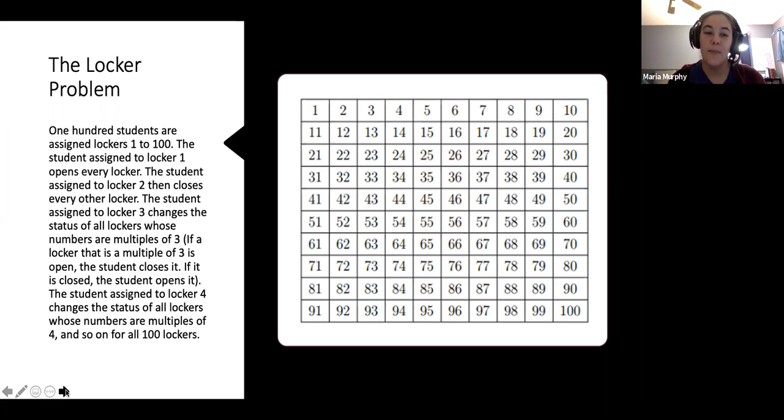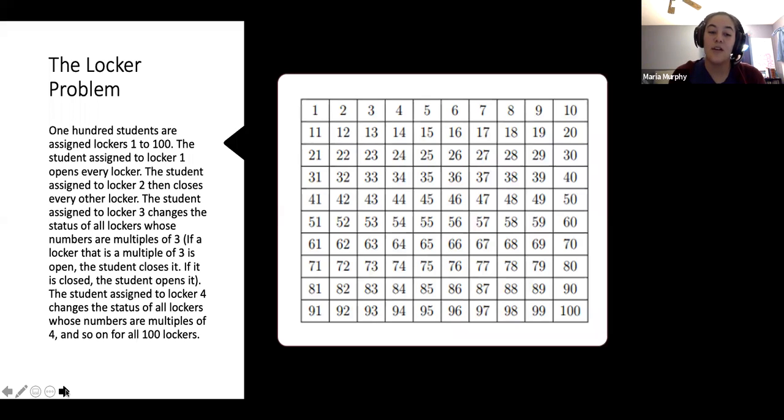So here, imagine that you are on school campus, right? We're back to school. 100 students are going to be assigned to the lockers 1 through 100. The student assigned to locker 1 is going to open all of those lockers. The student assigned to locker 2 is then going to close every other locker. The student assigned to locker 3 changes the status of the lockers whose numbers are multiples of 3.